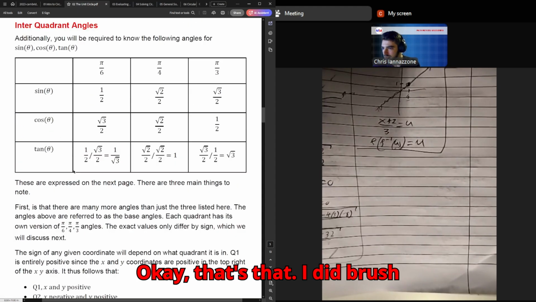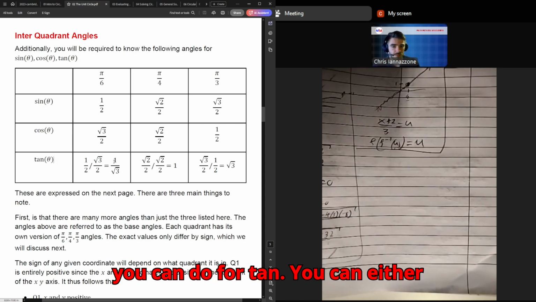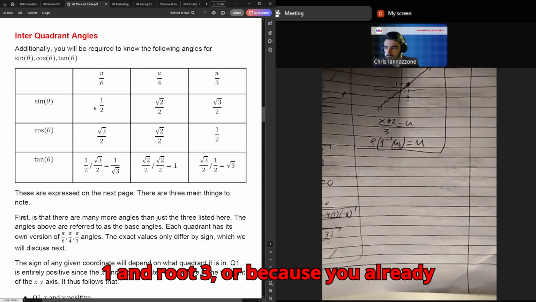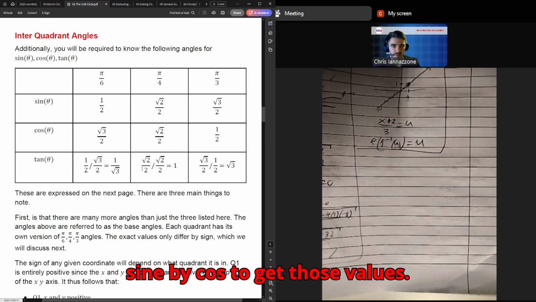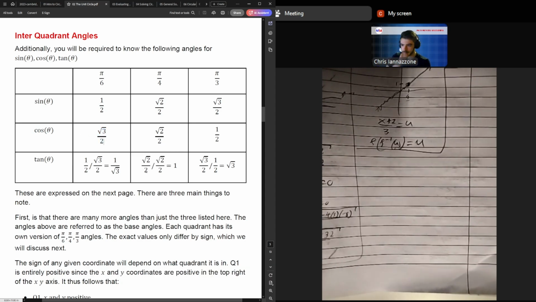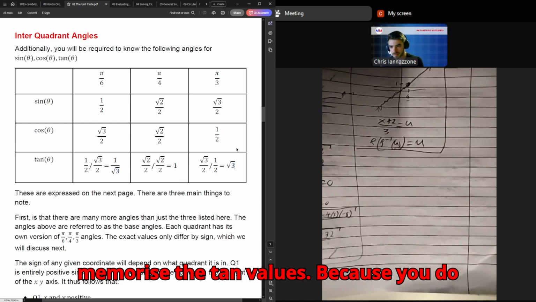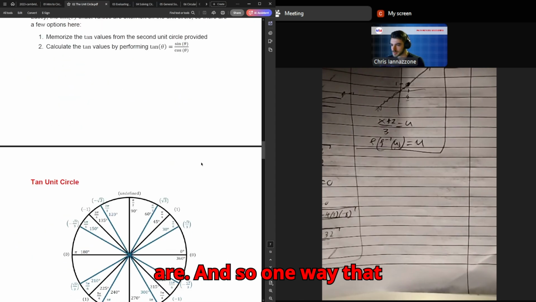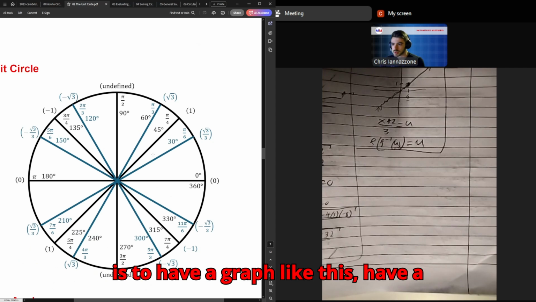Okay, that's that. I did brush over the tan values. There's a few things you can do for tan. You can either memorize the tan values of 1 over root 3, 1, and root 3, or, because you already know sine and cos, you could just divide sine by cos to get those values. It does pay off in the end to memorize the tan values, because you do want to be able to recognize what they are.